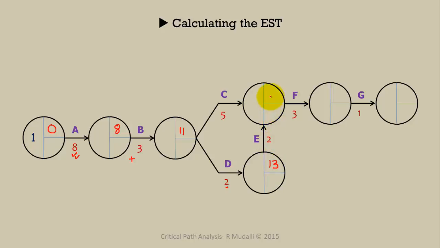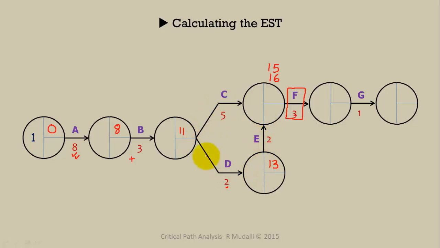But then there is a problem. We can't write 15 days here because here also we need to calculate the EST. So 13 added to 2 gives us 15. I write it here. And 11 added with 5 gives us a total of 16. So which of these two am I going to use as the EST of activity F? Pretty simple. Activity F cannot start unless activity C, or D and E, are over.